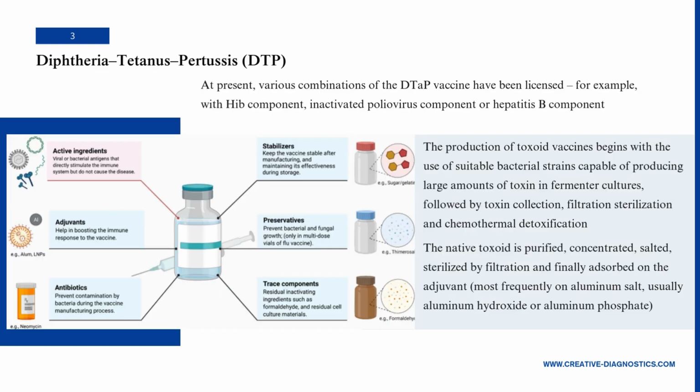The production of toxoid vaccines begins with the use of suitable bacterial strains capable of producing large amounts of toxin in fermenter cultures, followed by toxin collection, filtration, sterilization, and chemothermal detoxification.